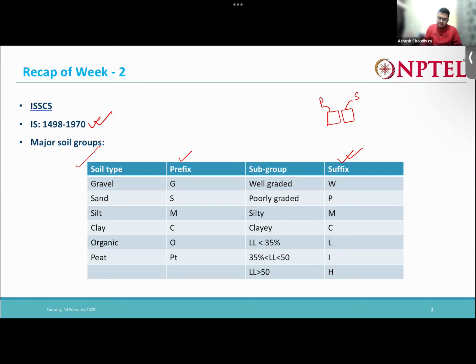And for clay soils, one important index property which you learned is the liquid limit. If the liquid limit is less than 35% for a particular kind of clay, it is low plastic clay, so L. If it is between 35 and 50, it's intermediate, so I. And if the liquid limit is greater than 50%, it is high, so H. I hope this is clear.